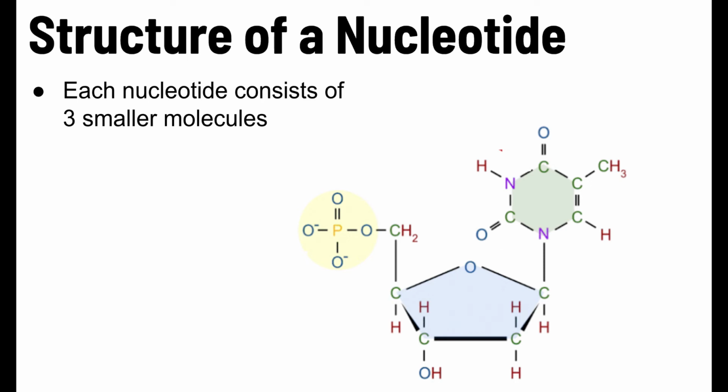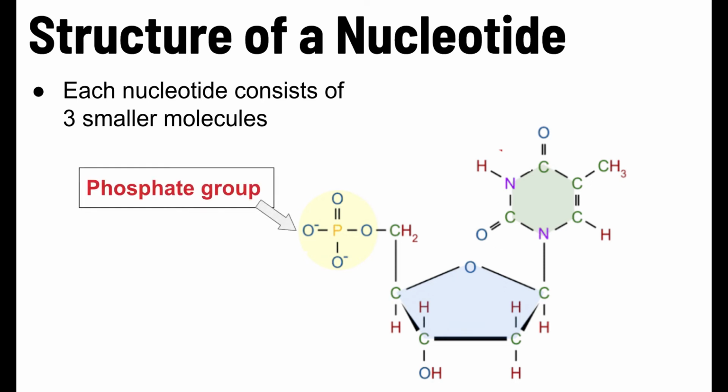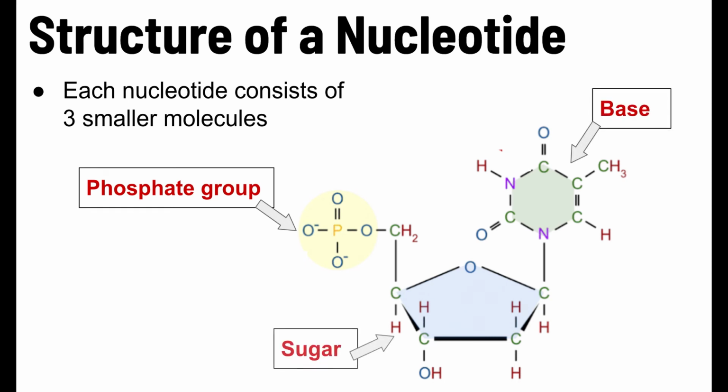You have a yellow, blue, and green molecule. So the yellow molecule is a phosphate group, the green molecule is a base, and the blue molecule is a sugar. So nucleotides are made out of a phosphate, a sugar, and a base.